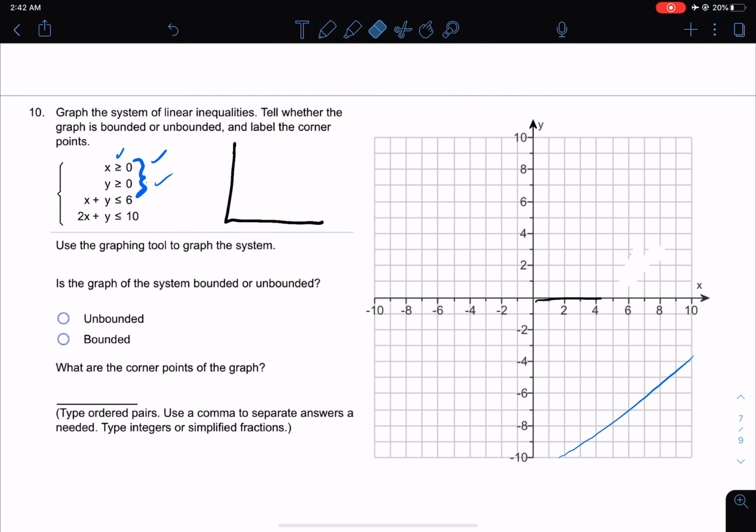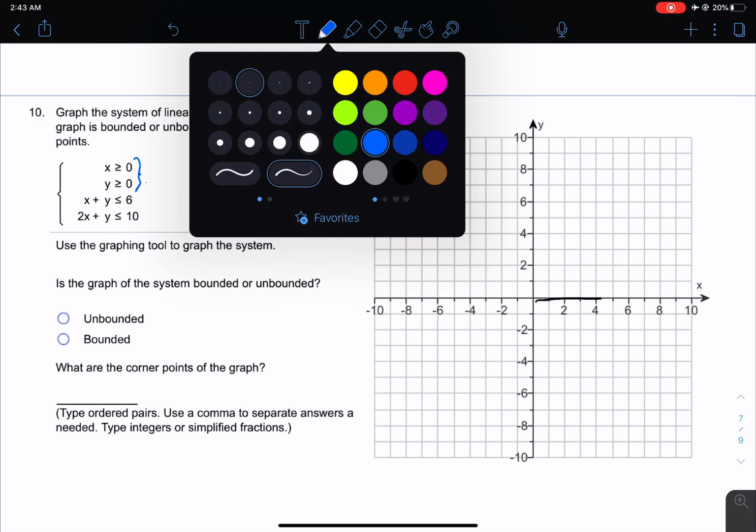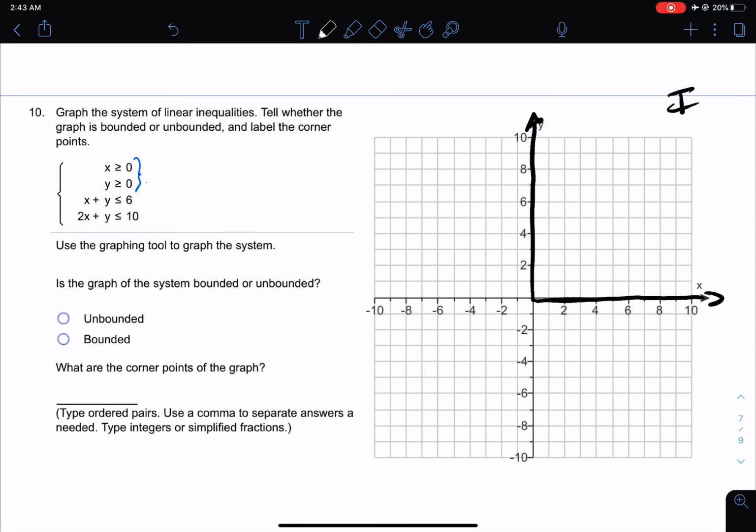And knowing now that this stuff in blue right here is just saying, let's focus on the first quadrant. So I think I'm going to make that a little darker. Whoop, black. It is equal, so it's going to be solid. And so we get that first quadrant. I'm not going to shade it because it's going to get so messy. It's going to be a pain.